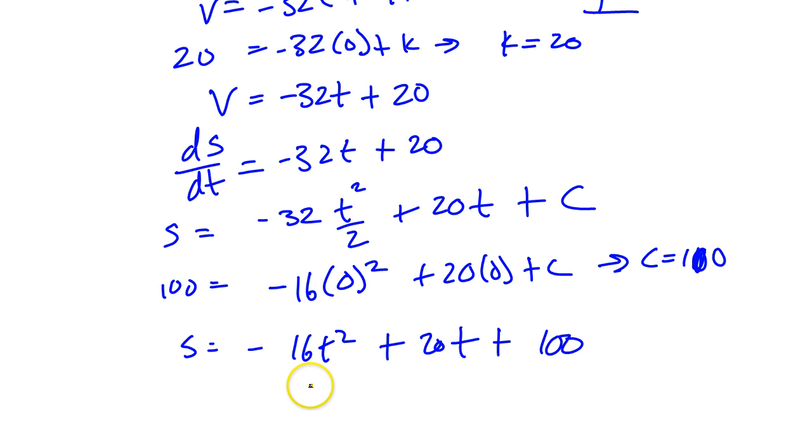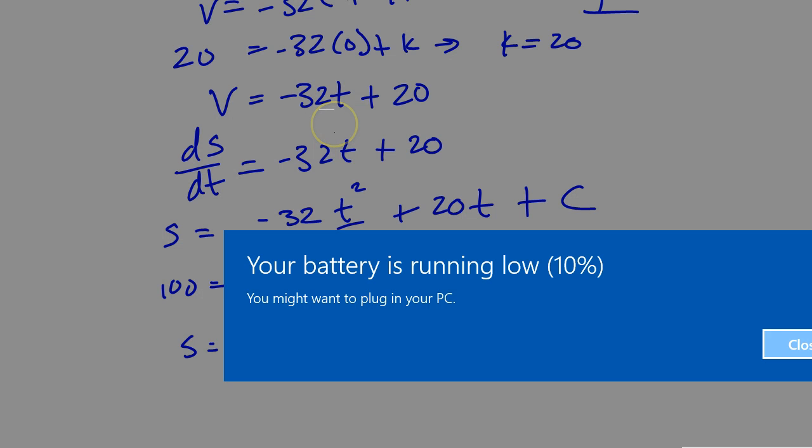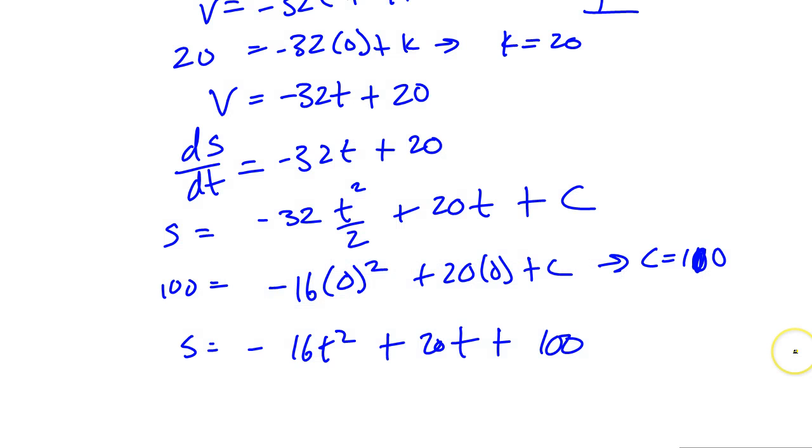If you assume gravity is constant, then velocity is linear, and the height function is quadratic. So I'm going to stop right here, because my battery is running out. I'll plug in my computer, and we'll see you on the next video.